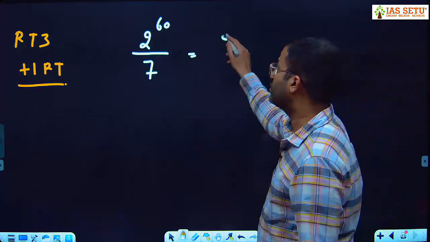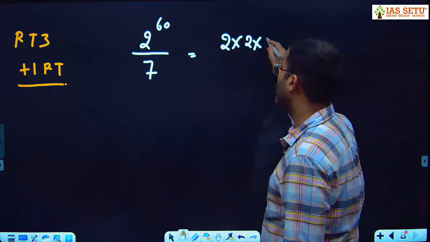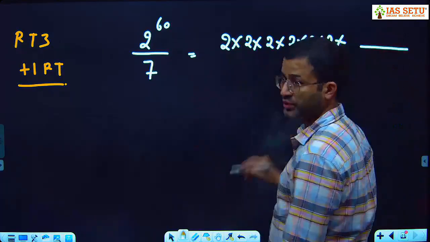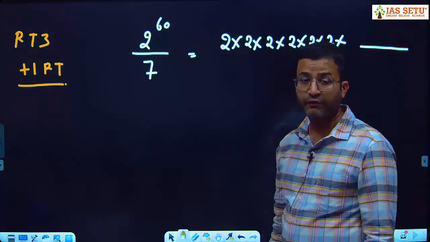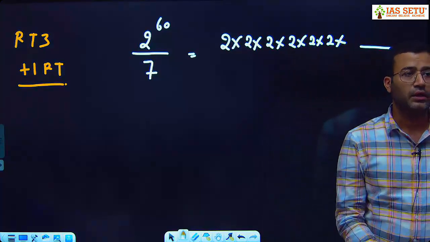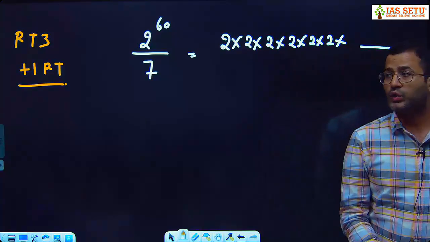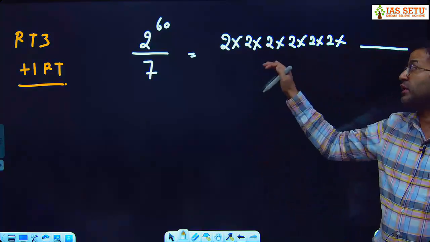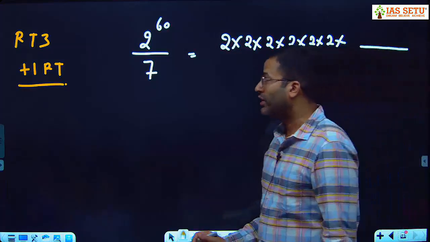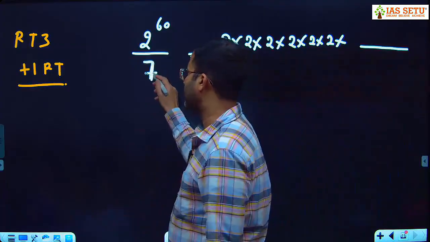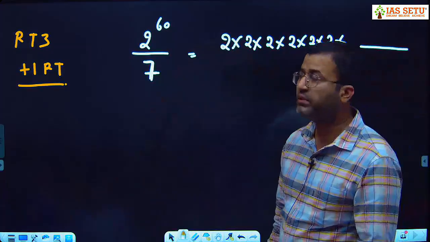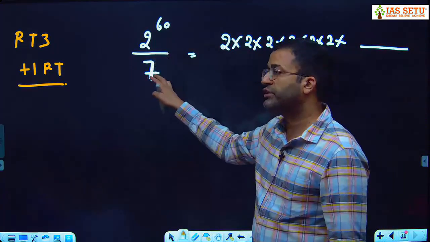Now here, this is 2 into 2 into 2 into 2 into 2, 60 times. And if you think you can multiply it, it will take nearly 45 minutes. This is not advisable, multiplying 2 sixty times. So what is important here? Our divisor here is 7. Step number 1 is we will see the power of 2 which is near to 7.